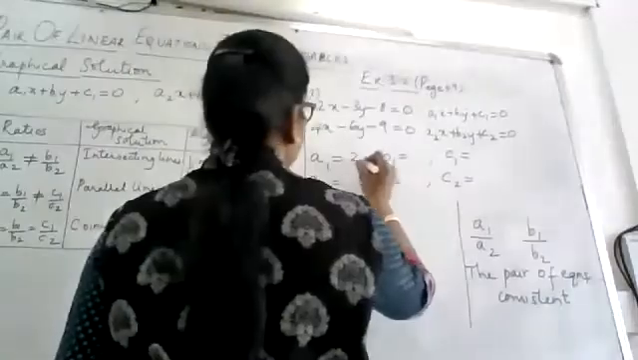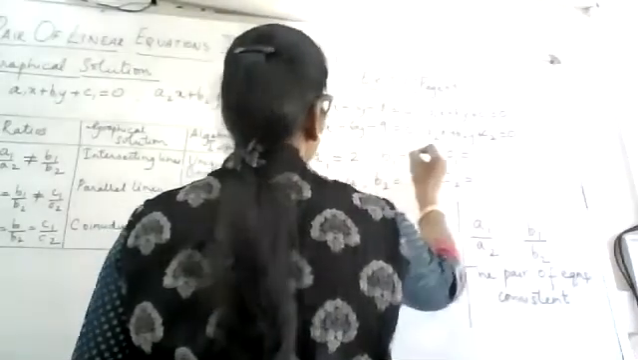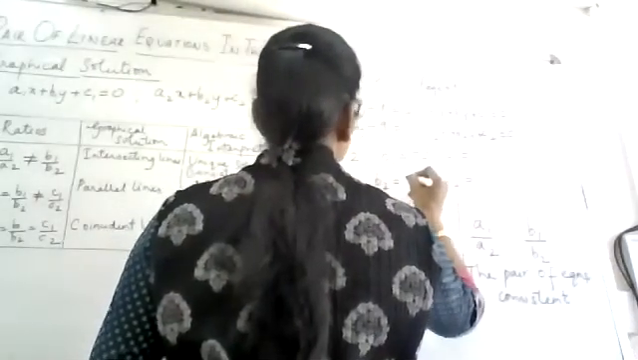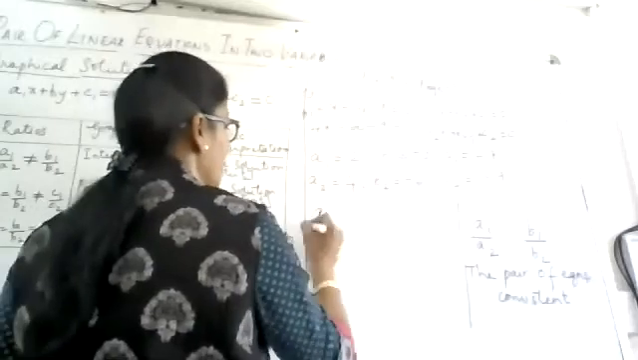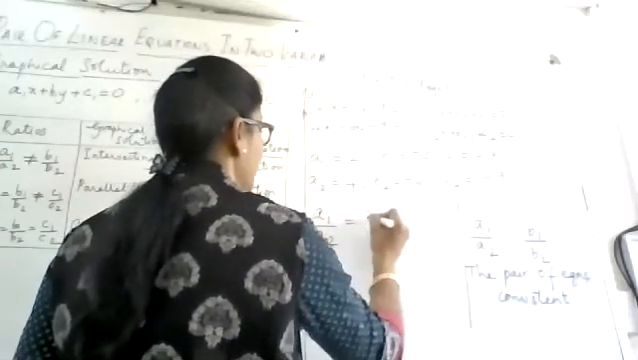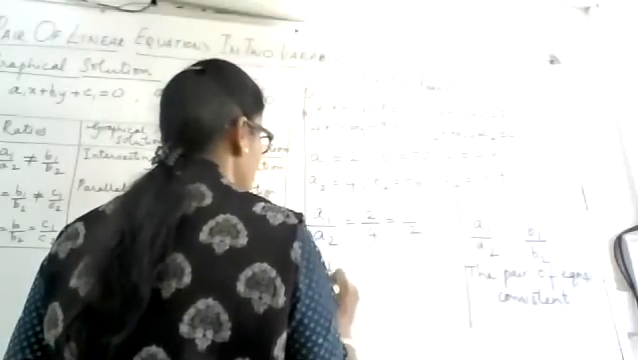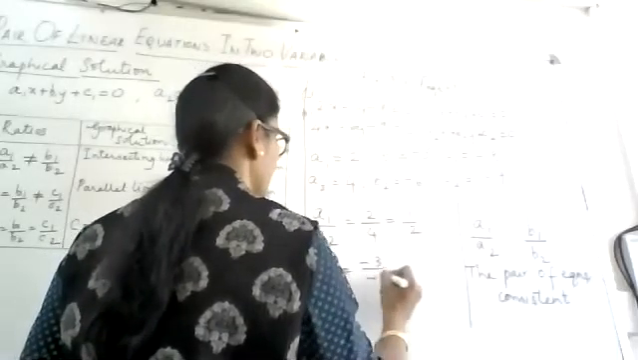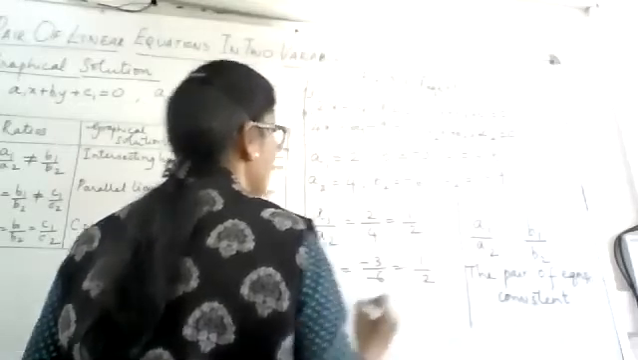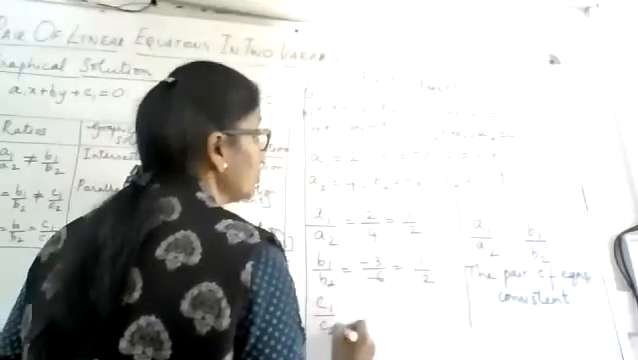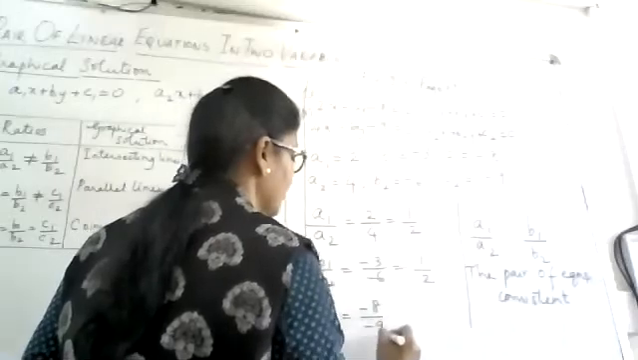Okay, A1 is positive 2, A2 is positive 4, B1 is negative 3, B2 is negative 6, C1 is negative 8 and C2 is negative 9. So let me go and find out what is A1 by A2. It will be 2 by 4, or in other words it is 1 by 2. B1 by B2 will be equal to negative 3 by negative 6, again that is 1 by 2. What is C1 by C2? It is negative 8 by negative 9, which will be 8 by 9.